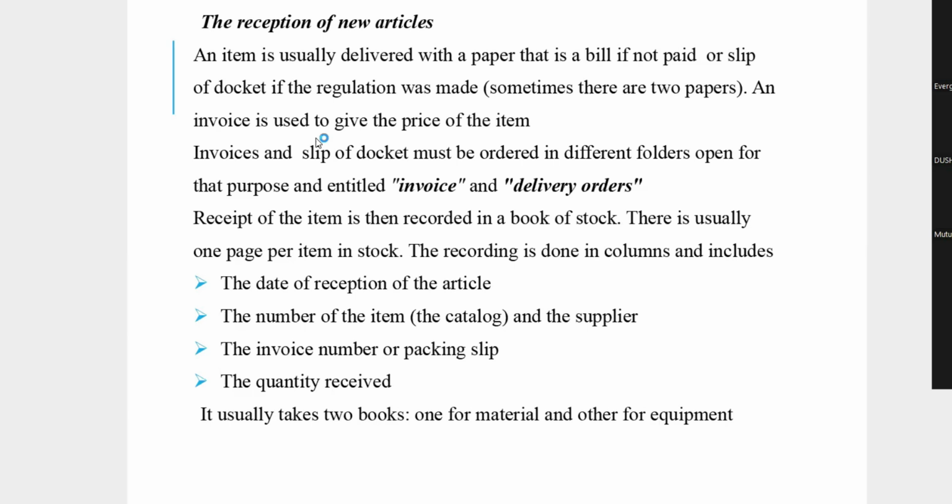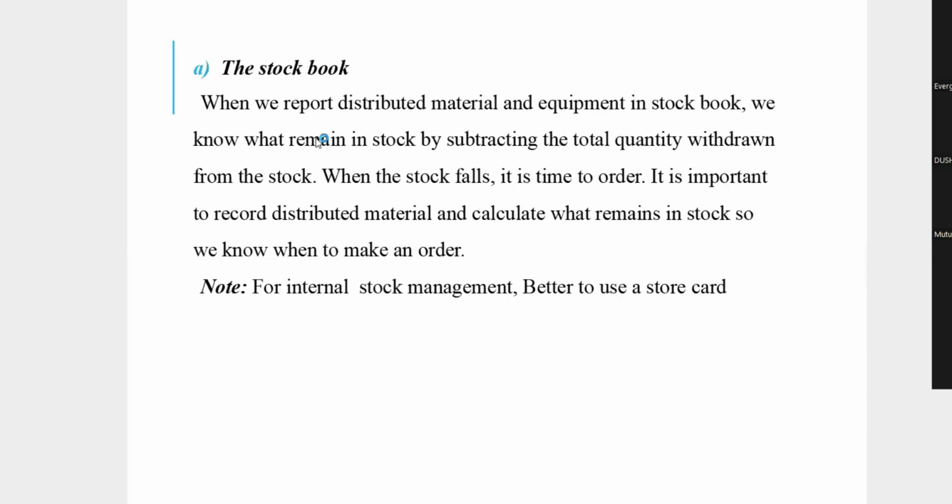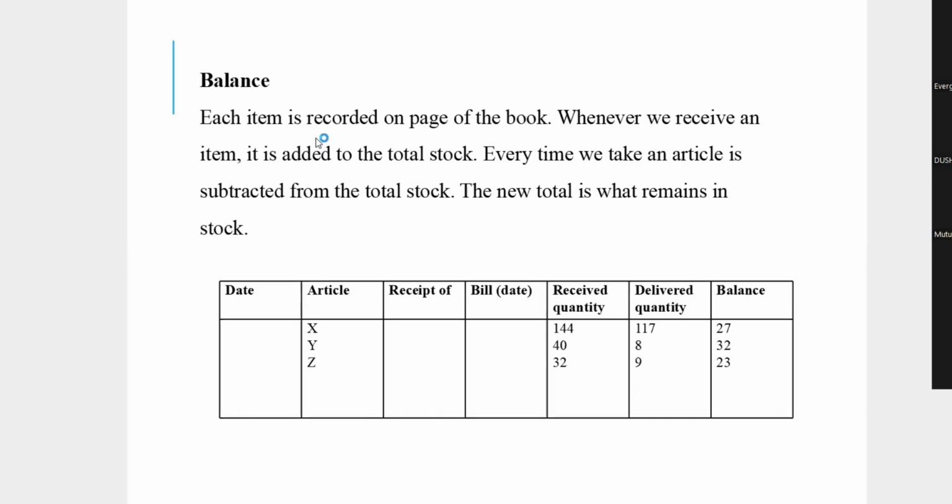The recording is done in columns and it includes the date of reception, article, number of items, the supplier, the invoice number and the packing slip, and the quantity received. It usually takes 2 books, one book for material and the other for equipment. As balance, each item is recorded on the page of the book whenever we receive it.